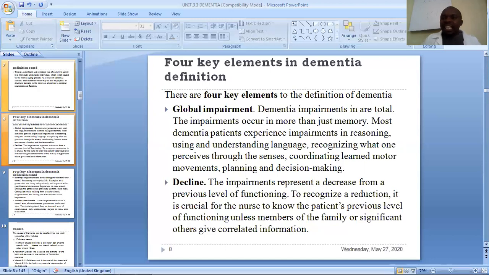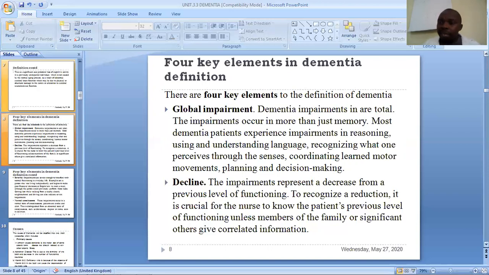Decline. What is this decline? If someone was able to perform certain activities of daily living nicely before they had dementia, once they develop dementia, you expect a decline in the performance of those activities of daily living. So the impairment represents a decrease from a previous level of function. To recognize a reduction, it is crucial for the nurse or any medical personnel to know the patient's previous level of functioning, unless members of the family or significant others give corroborating information.